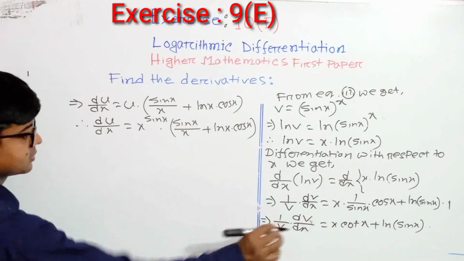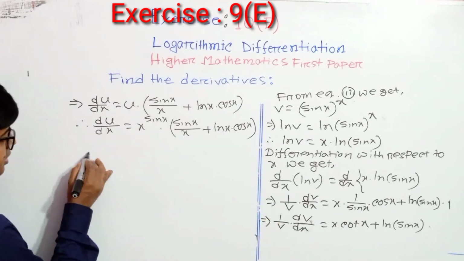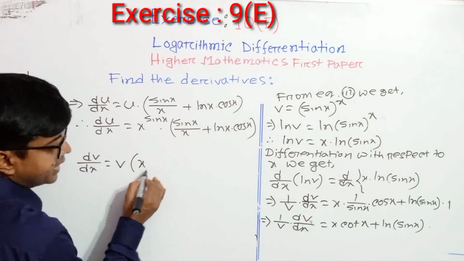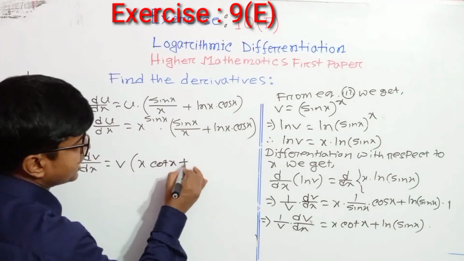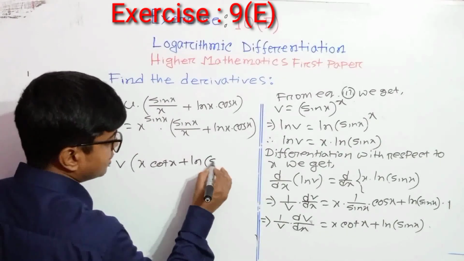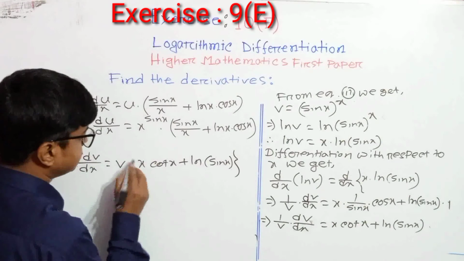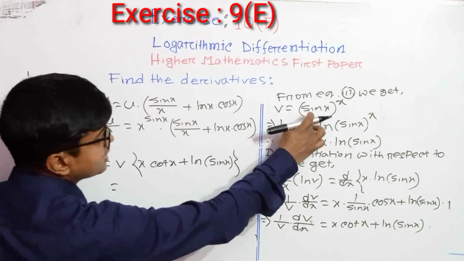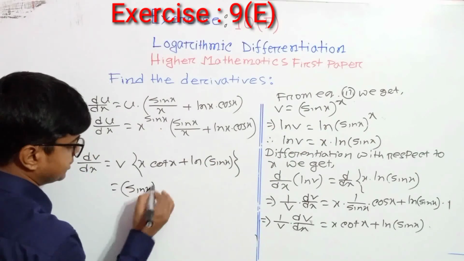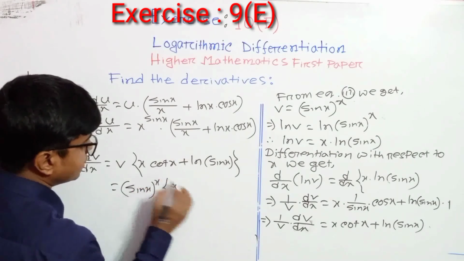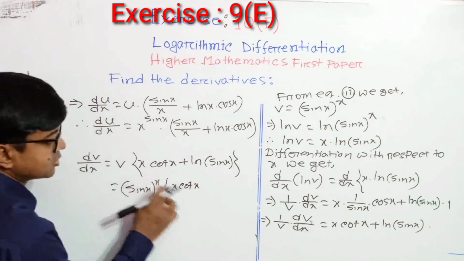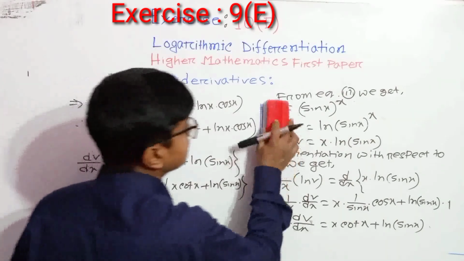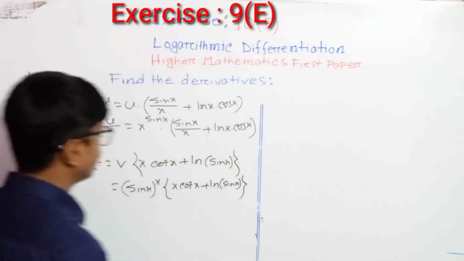And after this line, d dx of v equals to v into x cot x plus ln sin x, and here v is sin x to the power x, so d dx of v equals to sin x to the power x into x cot x plus ln sin x.